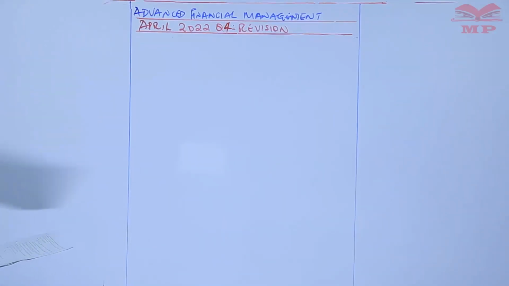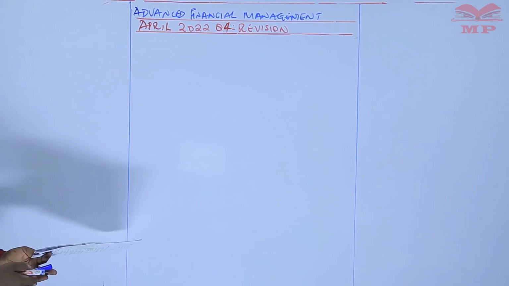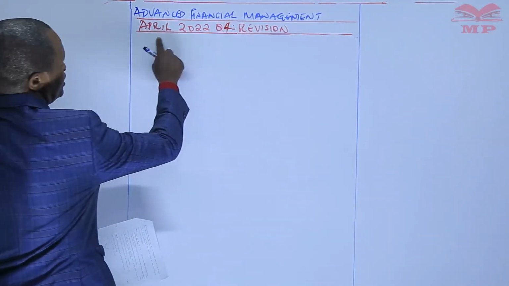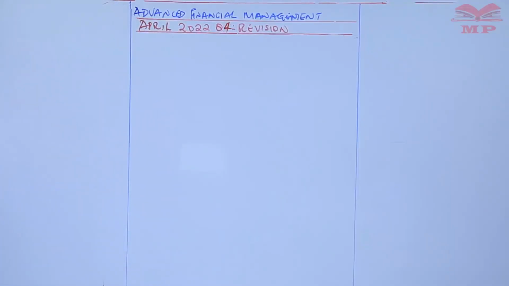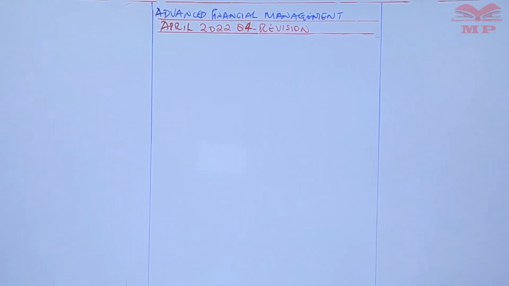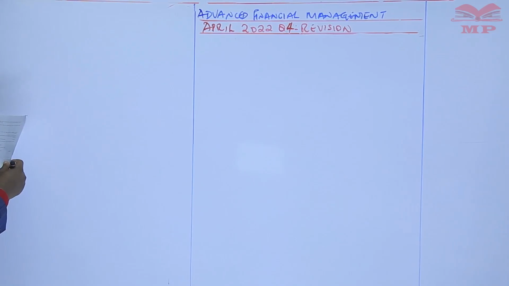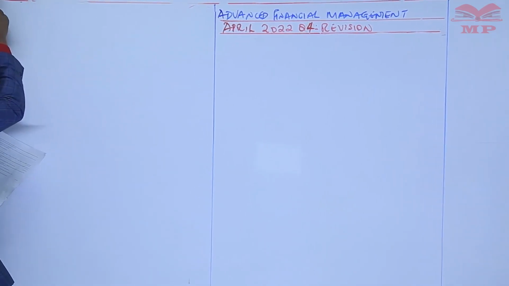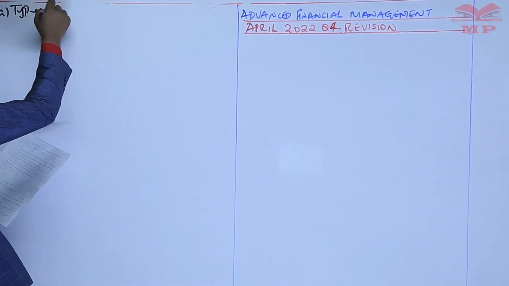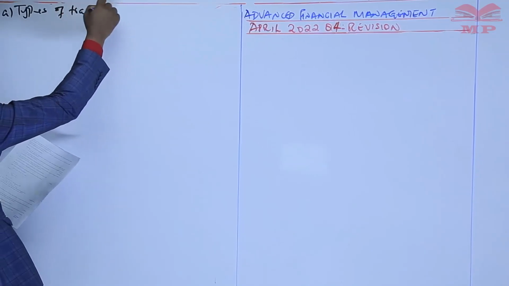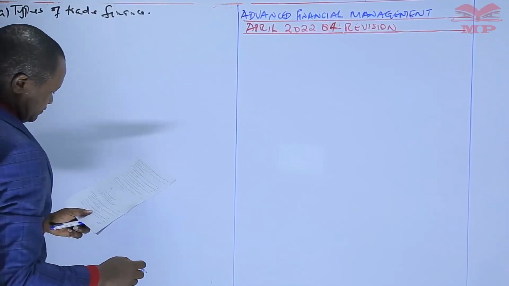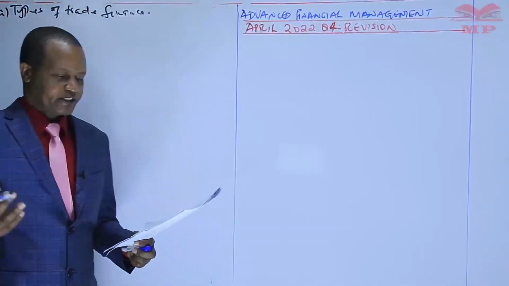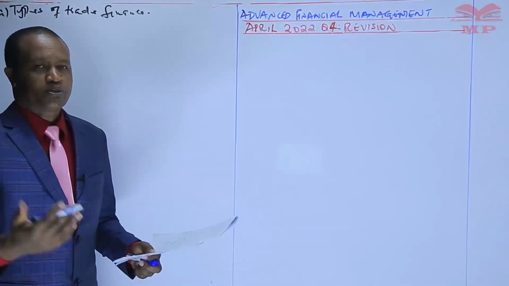We're answering question number 4, April 2022. Part A. Types of trade finance. Describe 5 types of trade finance.